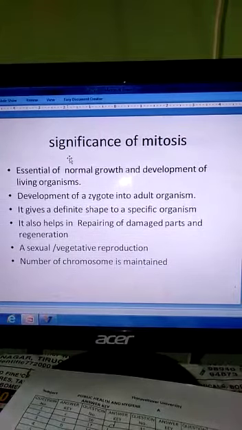Next one, significance of mitosis. It is essential for normal growth and development of living organisms, the development of a zygote into an adult organism. It gives a defined shape to a specific organism. It also helps in repairing damaged parts and regeneration. Next one, asexual vegetative reproduction. The number of chromosomes is maintained.